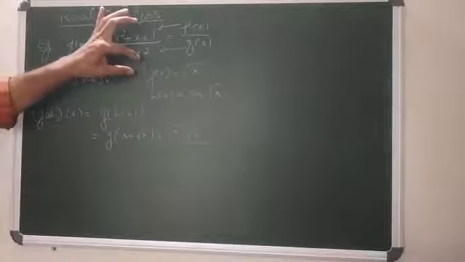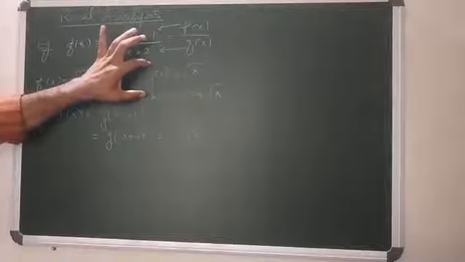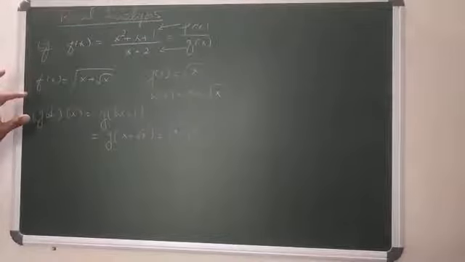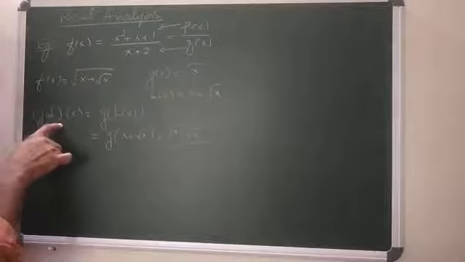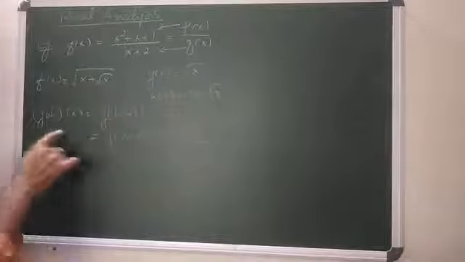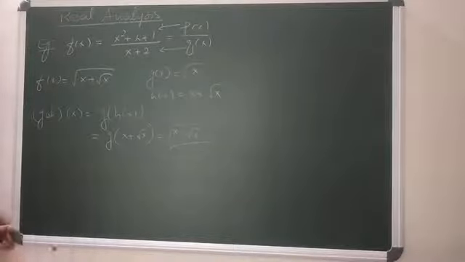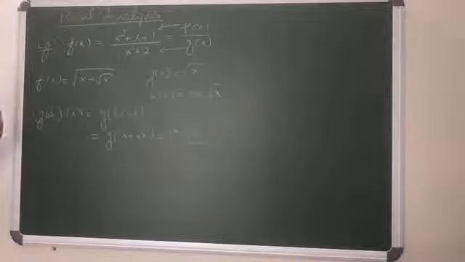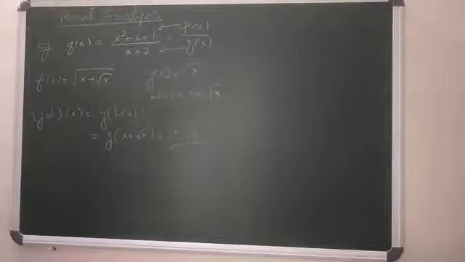So clearly g and h are continuous functions, and we know that the composition of two continuous functions is also continuous. Hence g composition h, which is square root of x plus root x, is also continuous. Agreed. So this continuity is proved by using the idea that the composition of two continuous functions is also continuous.